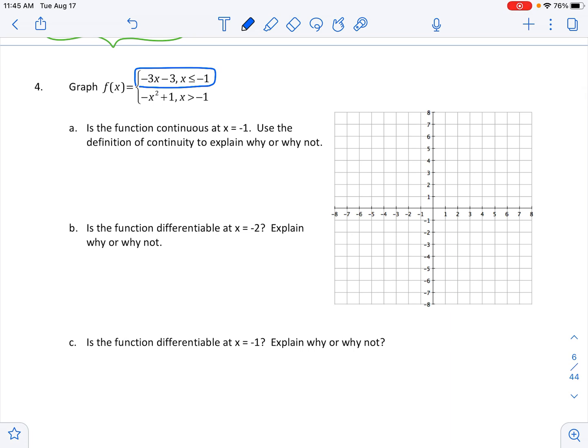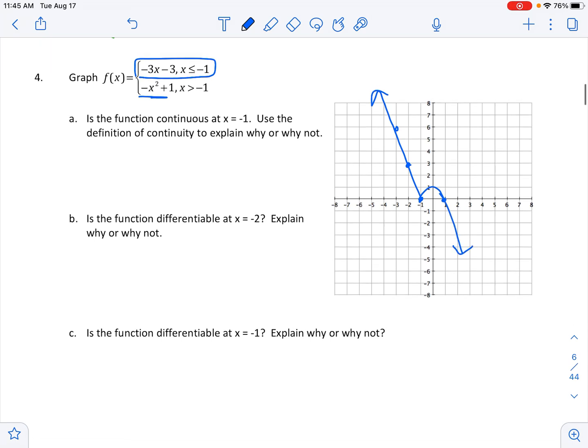So I'm going to start at -1. If I plug in -1, I am going to get 0. And then my slope is -3, so I'll go ahead and count it out. 1, 2, 3. So the graph looks something like this. And then the right side of the graph is a parabola. Vertex is at (1, 0). So again, I'm just going to make a rough sketch. So it looks something like this. So there's my graph. So the first question is: is the function continuous at x equals -1?